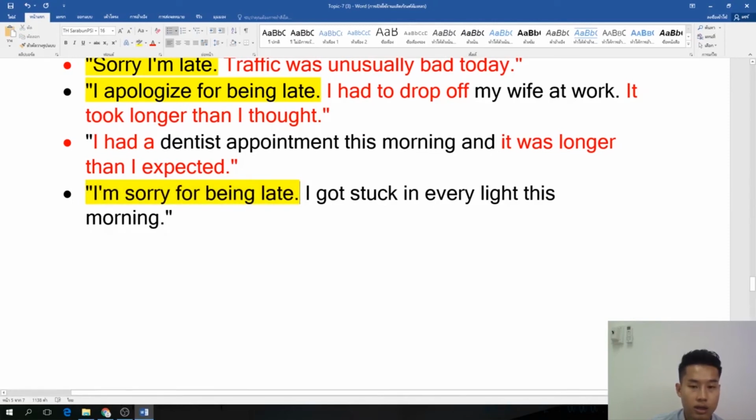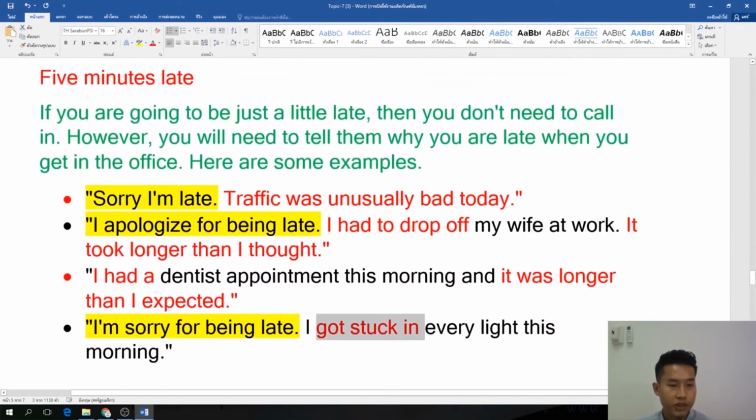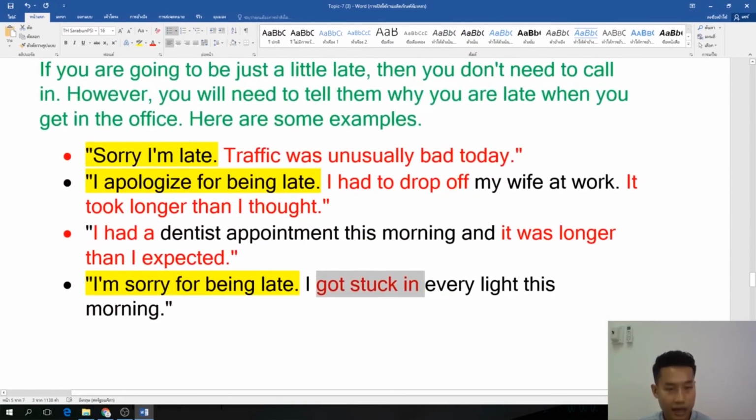I got stuck in every light this morning. I got stuck in. All the words are very important here, so I'm trying to explain. Sorry, I'm late. Traffic is unusually bad. Traffic is very bad today. I apologize for being late.